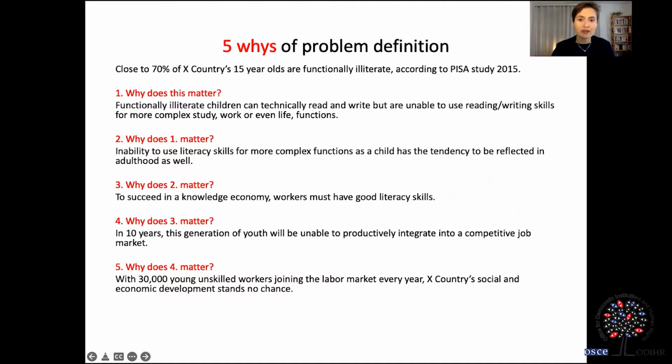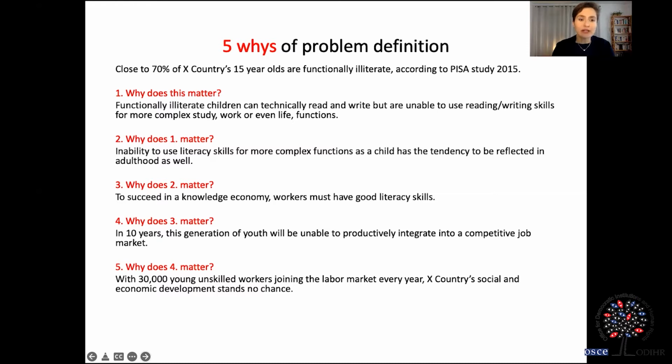Now there's a think tank based in London. It's called the Overseas Development Institute, and they do a lot of overseas work. And they've come up with a very simple tool to get to the core of the policy problem. It's called the 5 whys of problem definition. The idea behind this tool is that you ask why as many times as necessary in order to get to the core issue that should be addressed by the policy decision-making process that you're engaged in.